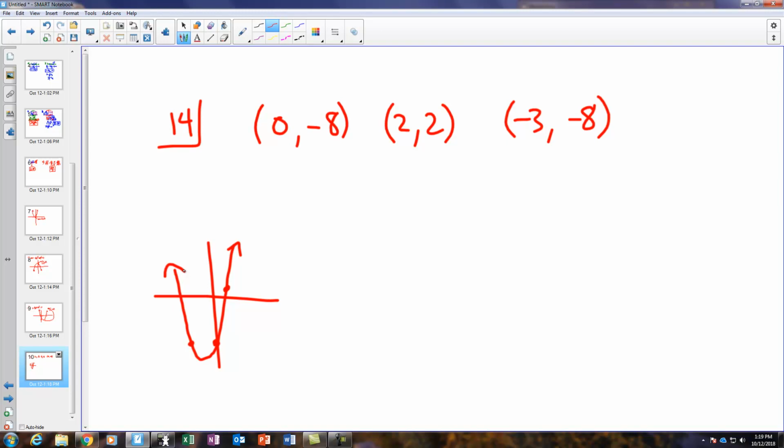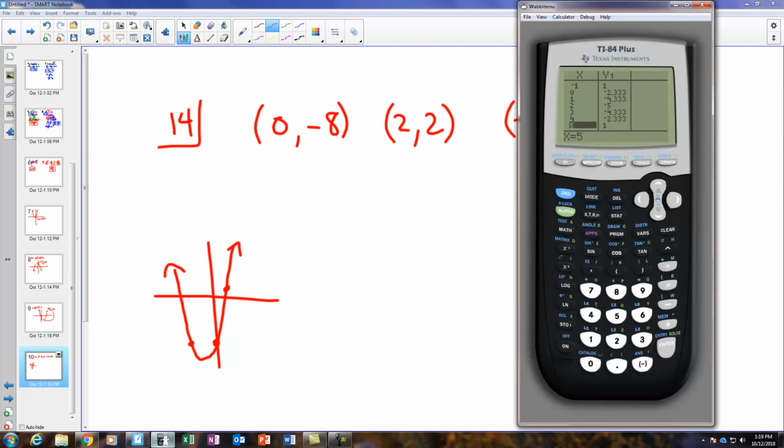So I'm going to go to my calculator, turn it on, and I'm going to go to stat. Okay? I'm going to edit the data. Now if there's data in there, I'm going to clear it by clearing the column. I want to put all my x's in the left column and y's in L2. So this would be 0, 2, and I believe it was -3. Over here in L2, it was -8, 2, and -8 again.